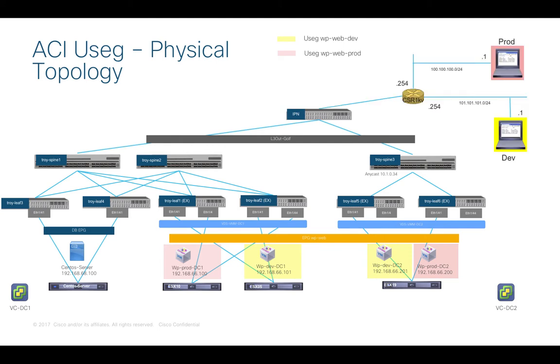So the goal of the test is to verify that a client which is sitting outside of the network, based on its subnet, will be able to reach either the production network or the development network. We'll see that the production client will only be able to access the WordPress prod DC1 and WordPress prod DC2 VMs, while the development client sitting outside of the ACI fabric behind the CSR1KV will only be able to reach the dev DC1 and dev DC2 WordPress VMs.